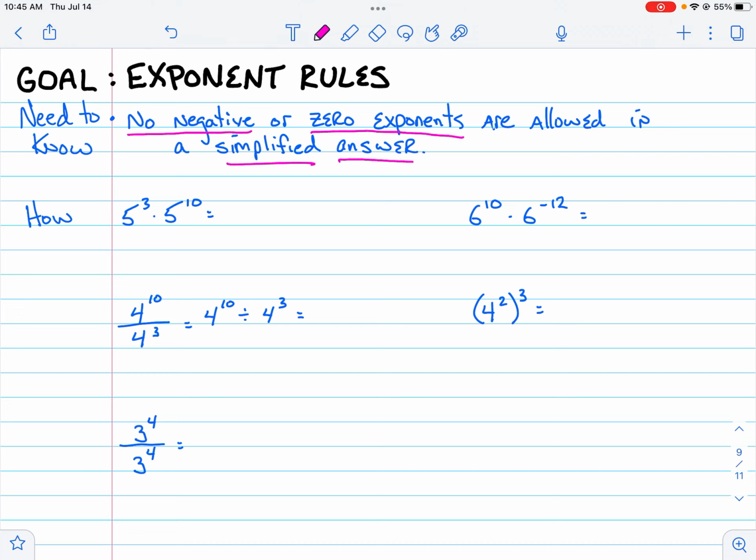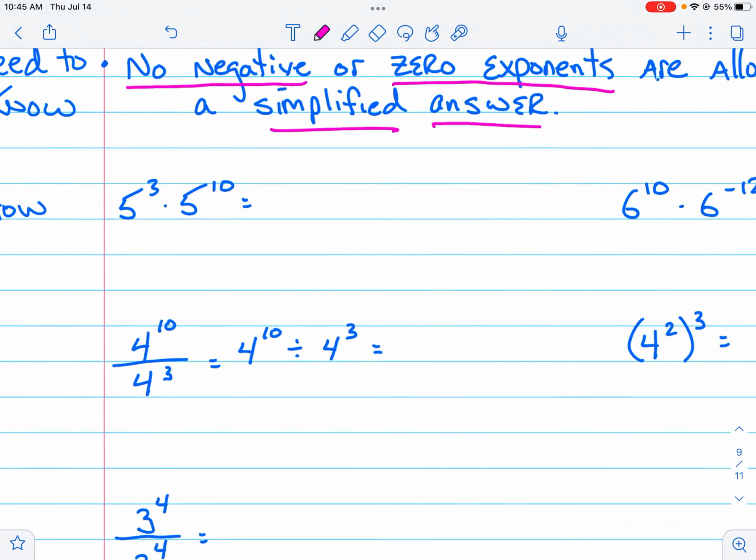In this first example, the 5 and the 5 are considered bases, and the 3 and the 10 are considered your exponents. So if you found yourself at the end of a problem with more than one 5, for example, then you're not done yet. You need to use more exponent rules. Now, with that said, here are the exponent rules in action.